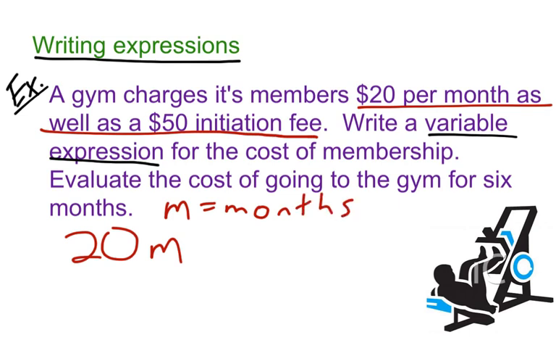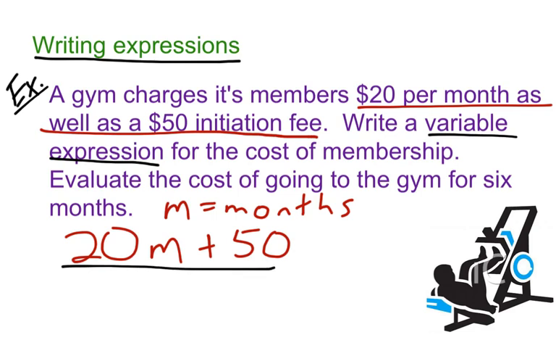You should always let your variable stand for something. And write down what that is. So M stands for months, and M is easy to remember. If you just use X, X may not have any meaning there. So 20M, as well as a $50 initiation fee. That means you just pay it one time. You're initiated, you join the gym, you pay it one time. So we're just going to add that on to your cost, and that's going to be the first answer. So 20M plus 50.